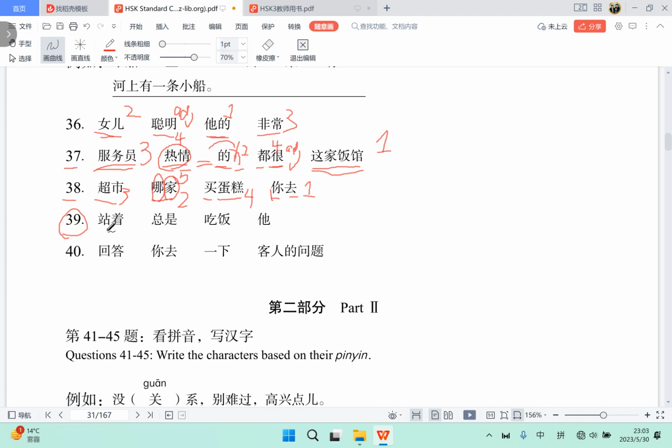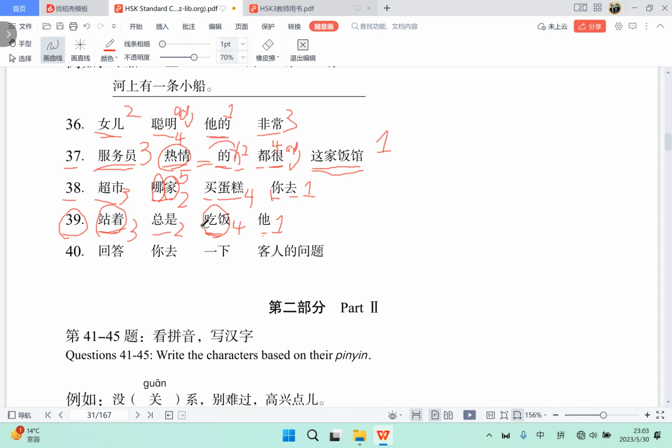Okay, and number 39: 站着, while he or she is standing, 总是, always, 吃饭, to eat food, 他, he. So the subject comes first: 他, and 总是, always. And two actions, 站着 and 吃饭. We know this is the main action, so the main action should appear later, and the action of the manner should come first. So 他总是站着吃饭. Pay attention to this sequence because it's quite different from English and Español.